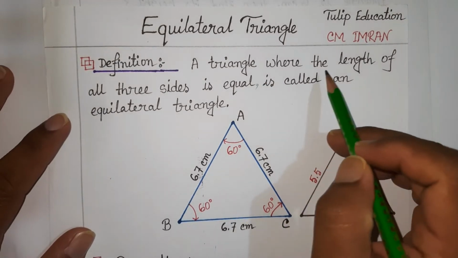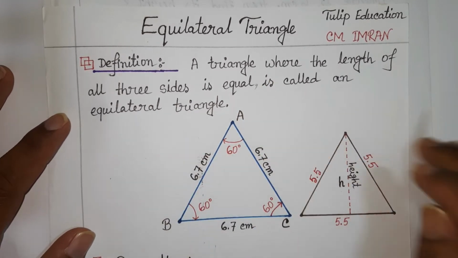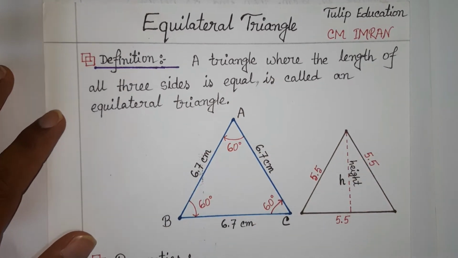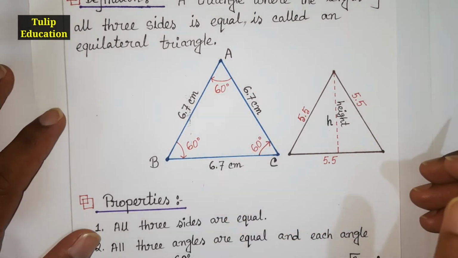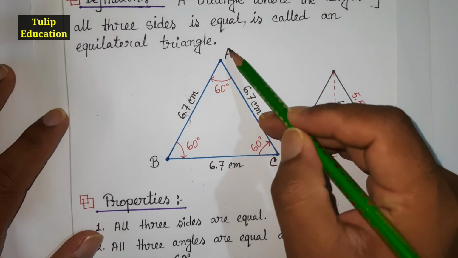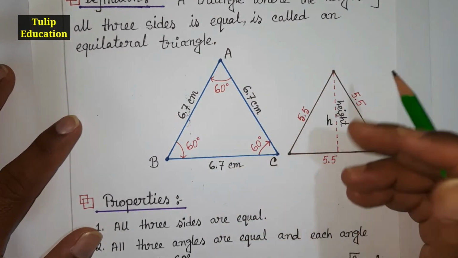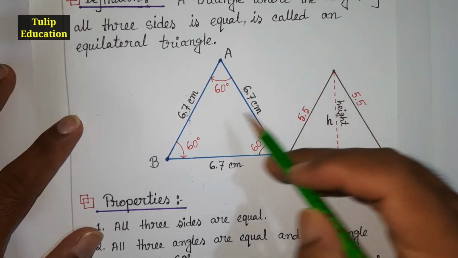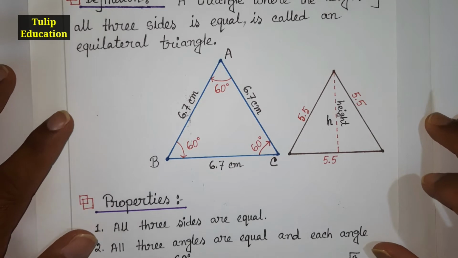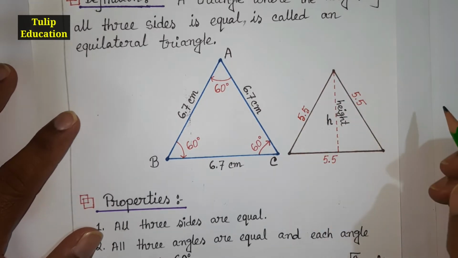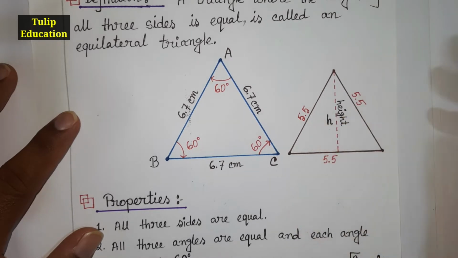A triangle where the length of all three sides is equal is called an equilateral triangle. I have drawn two triangles here. You can see in this ABC triangle, all three sides are equal and it is 6.7 centimeter. And in this triangle, every side is 5.5 centimeter.